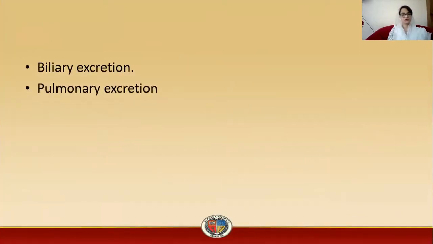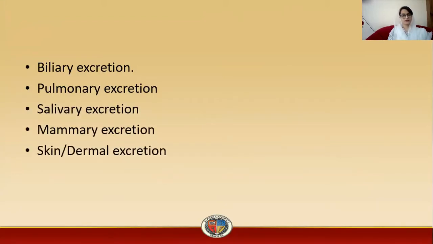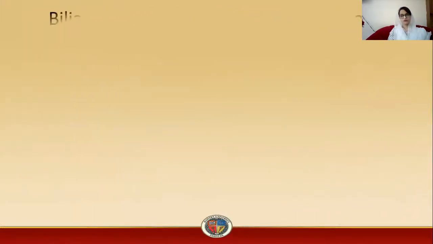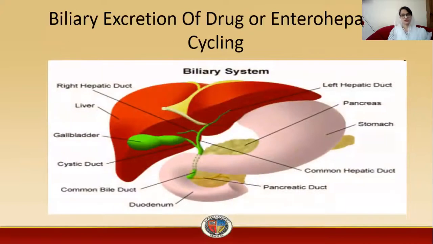So what are these routes of drug excretion? As I told you earlier, these are biliary excretion, pulmonary excretion, then salivary excretion, then mammary excretion, then skin or dermal excretion, then gastrointestinal excretion. So now one by one we will discuss them. First of all, biliary excretion or enterohepatic cycling.